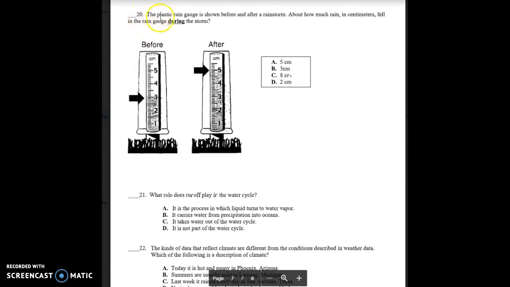Number 20. The plastic rain gauge is shown before and after a rainstorm. About how much rain in centimeters fell in the rain gauge during the storm? A. 5 centimeters. B. 3 centimeters. C. 8 centimeters. Or D. 2 centimeters.